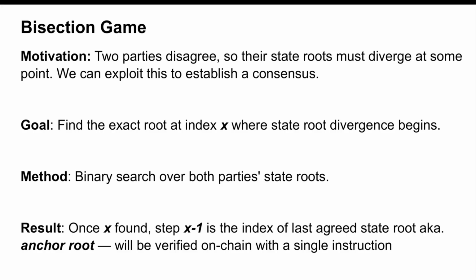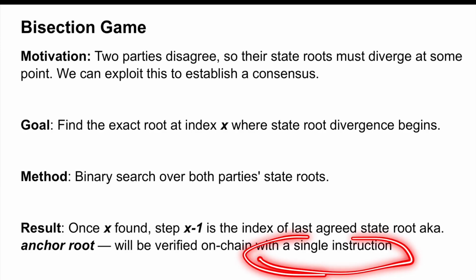So the result: once x, the dispute step, is found, step x minus 1 is the index of the last agreed state, which is an anchor root or anchor step, which will be verified on the chain with a single instruction, aka one step prover.